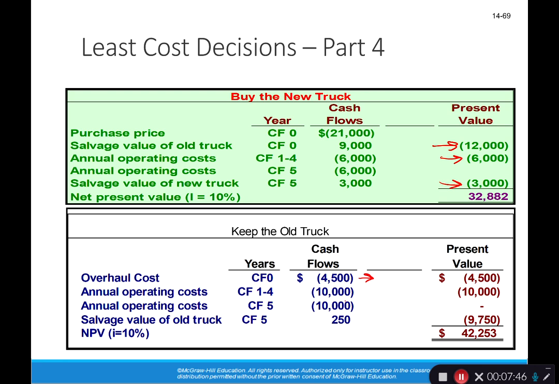Annual operating costs are $10,000. That would apply for years 1 to 4. In year 5, it'll be $10,000. But then we also have the $250 that we get when we sell the old truck. So the outflow in that final year is only $9,750. In both of these, the answers come out negative. I didn't put the negative sign in. So please note in our calculator, when we pop it in, we will get negative answers.